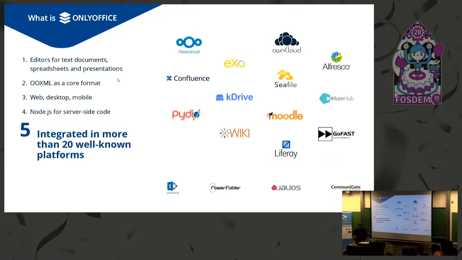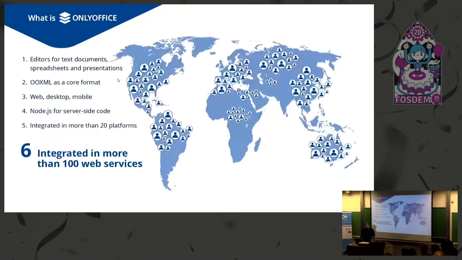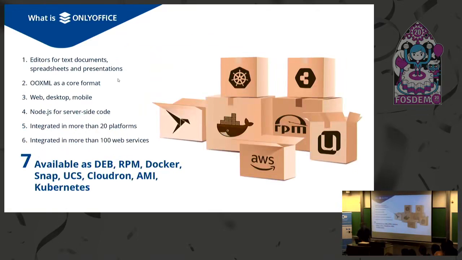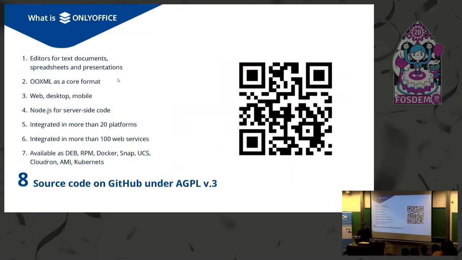And what's very important, ONLYOFFICE is already integrated in more than 20 well-known platforms and in more than 100 web services worldwide. ONLYOFFICE is available as different packages, such as Docker Container, Snap, Univention Server, Cloud Run, Amazon Image, and many others. And of course, our source code is available on GitHub.